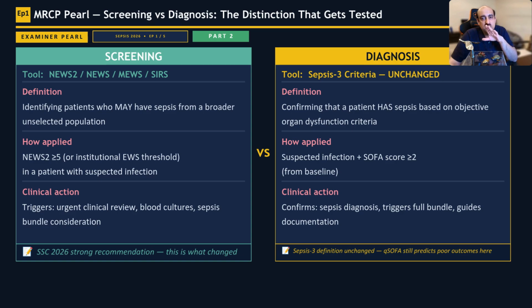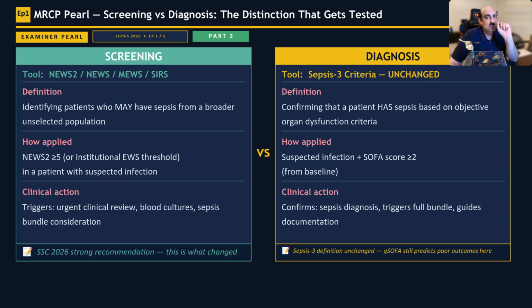In terms of diagnostic criteria, they are totally unchanged. It's the same Sepsis 3 criteria as before. The confirmation means the patient has sepsis based on objective organ dysfunction score. Now, please remember suspected infection plus SOFA score of 2 and above, not qSOFA. This is important, and the rise should be 2 or above from the baseline. And clinical action means now you have the sepsis diagnosis, you can trigger the full bundle and guideline documentation. And this has not changed in the 2026 guideline.